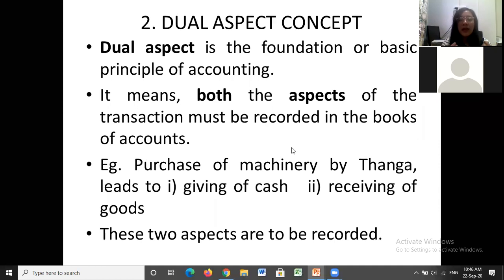Another example, if Thanga has sold, let's say, a building, an asset. So again, there are two things happening, two transactions happening. Thanga has sold a building. So the two transactions happening are Thanga receiving cash in return and giving out the building he has sold. Okay, so these two aspects must be recorded.